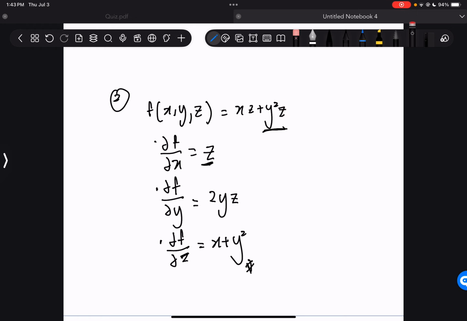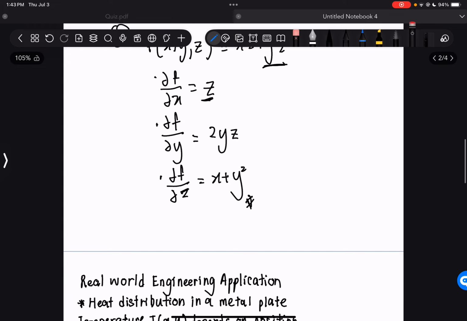And same as the third one, with respect to z. From here, the answer is x plus y squared because the derivative of z is equal to 1, while x remains the same value because it's multiplied with the z, and the y squared also remains the same value because it's multiplied with the z, and the z is equal to 1. So the answer is x plus y squared.